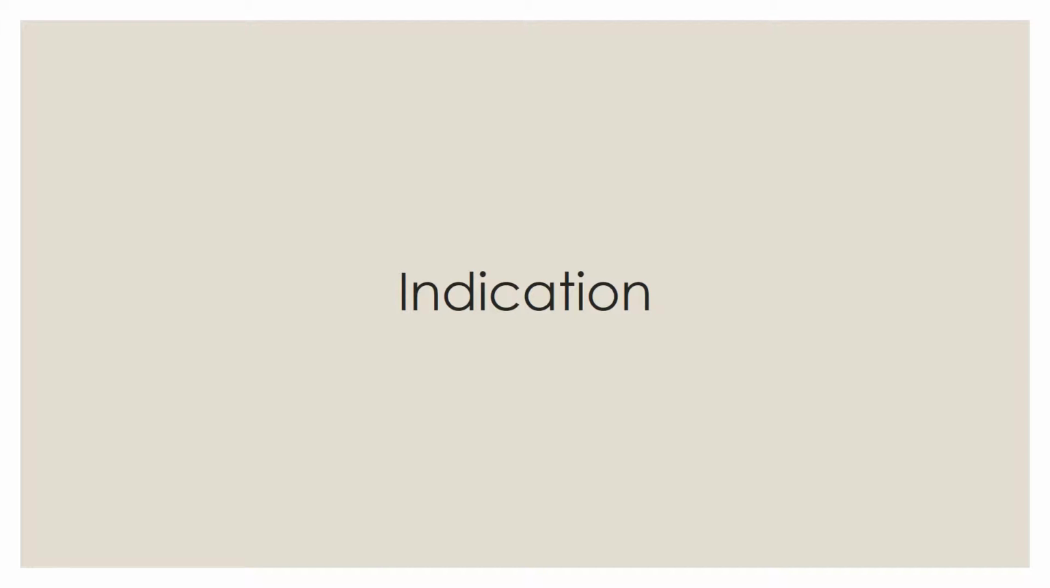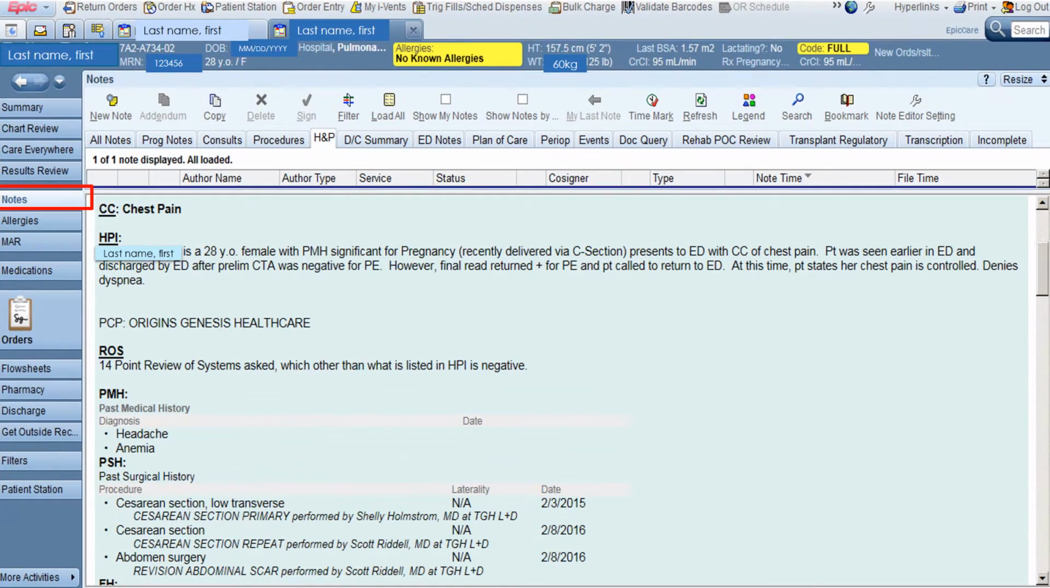Next up, we want to look for the indication. Does this patient actually have a need for the medication that's written? So here we can see in the notes, we get a little bit of background on why the patient is in the hospital. So right now we can see that they had a CT angio, and the final read finally returned and they were positive for a pulmonary embolism, so they were asked to come back. We know a pulmonary embolism is a type of blood clot, and that enoxaparin is a blood thinner, so that is appropriate therapy for treating this patient with this medication.